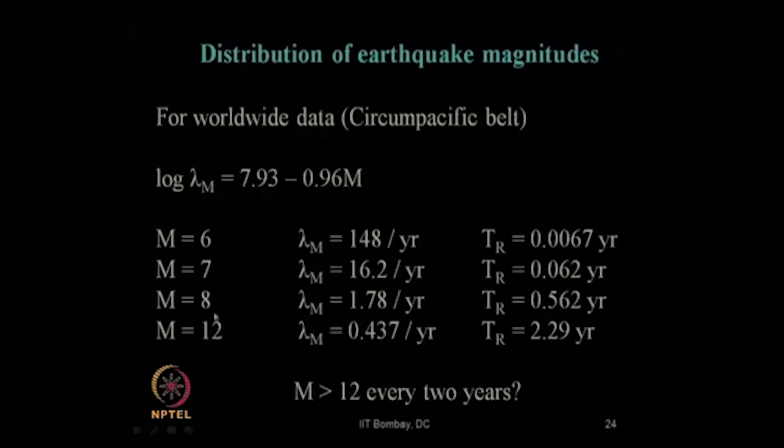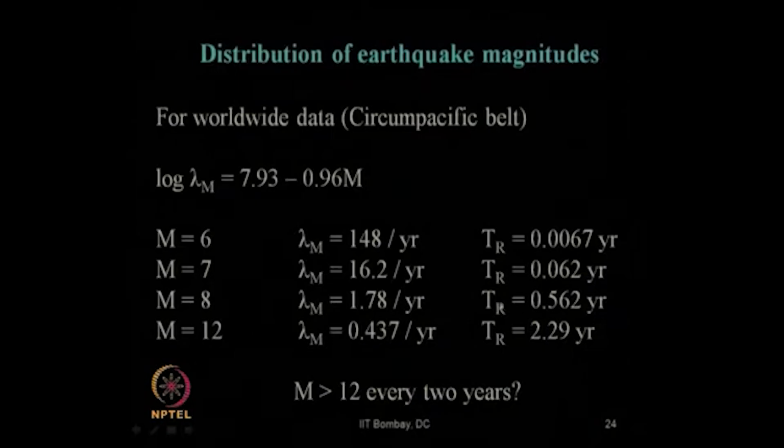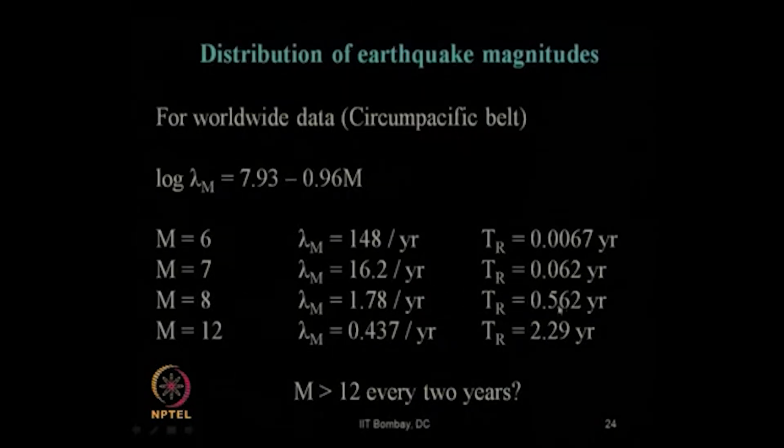If you put m equals to 8, lambda m is coming 1.78 per year and TR is coming 0.562 year. That means 8 magnitude of earthquake will have a chance of occurrence in half a year. That is what it means, right.